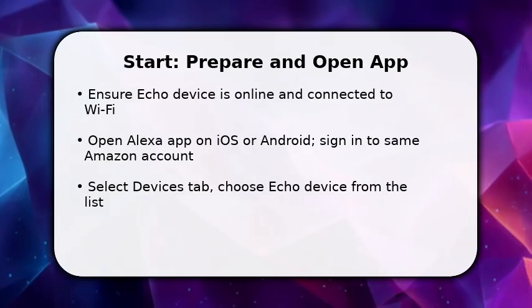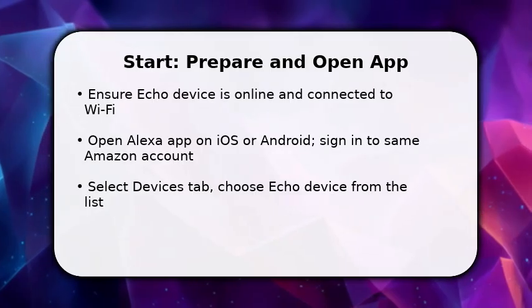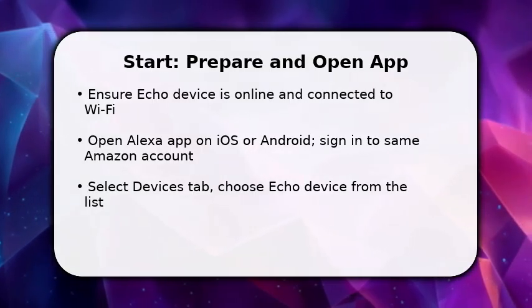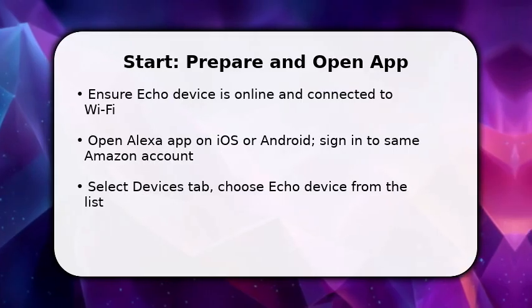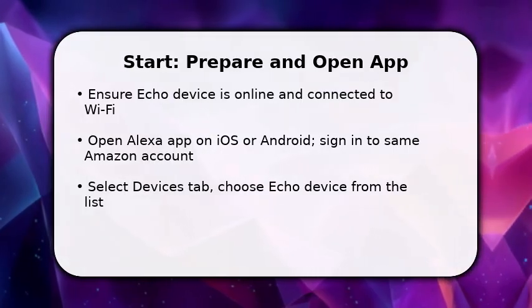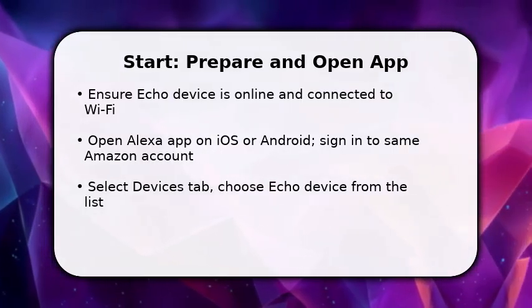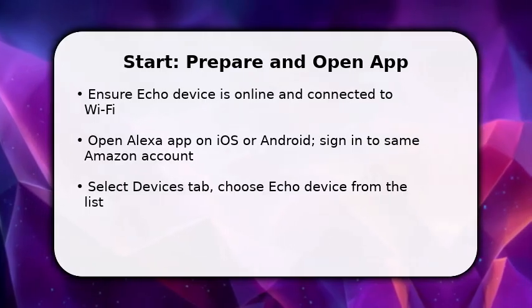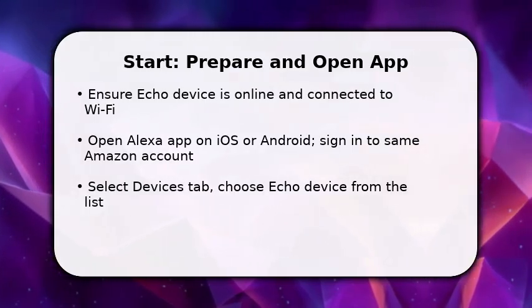You start by confirming your Echo is online and paired to the same Amazon account as your Alexa app. Once done, open the Alexa app on your phone and tap Devices. Make sure you choose the exact Echo model you want to change. This matters when multiple devices exist.